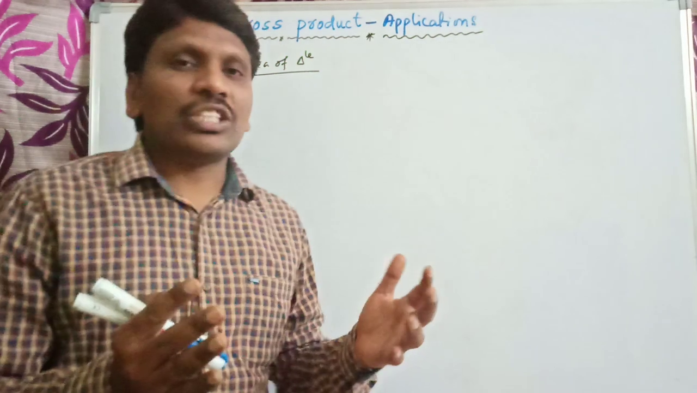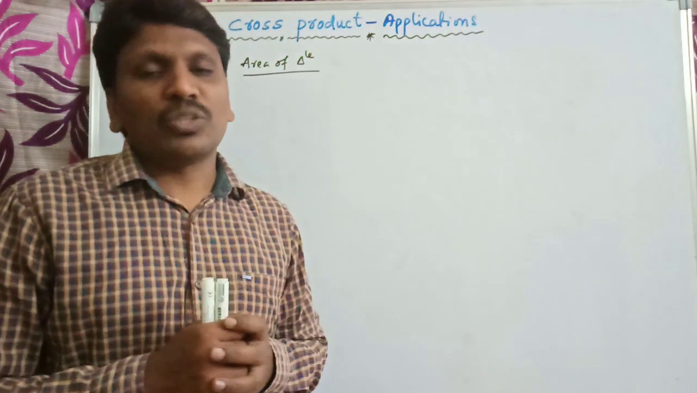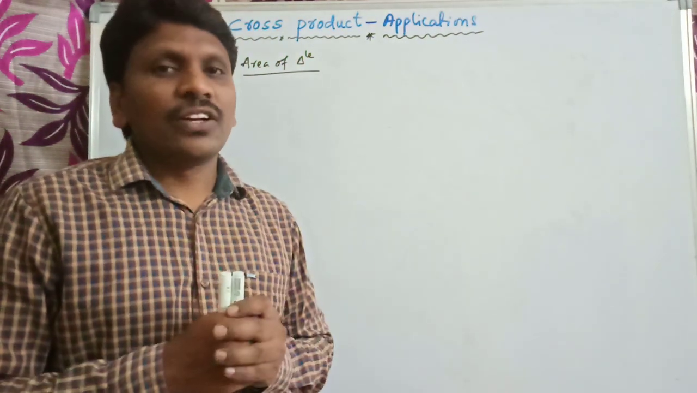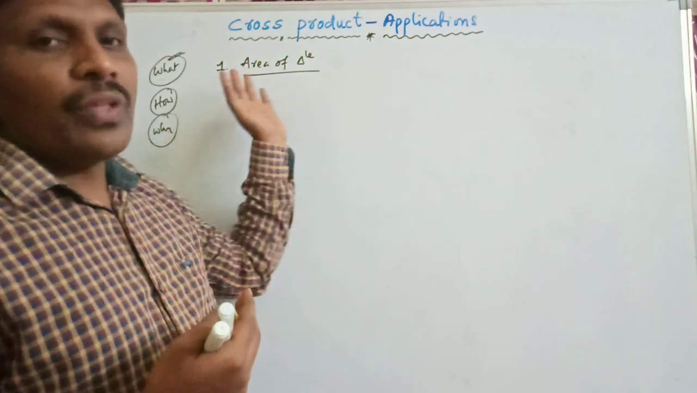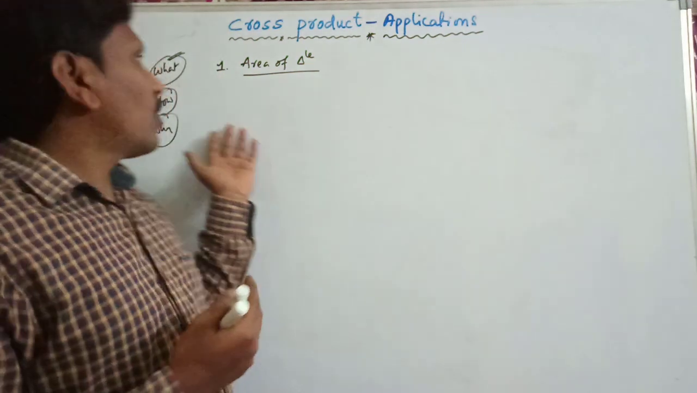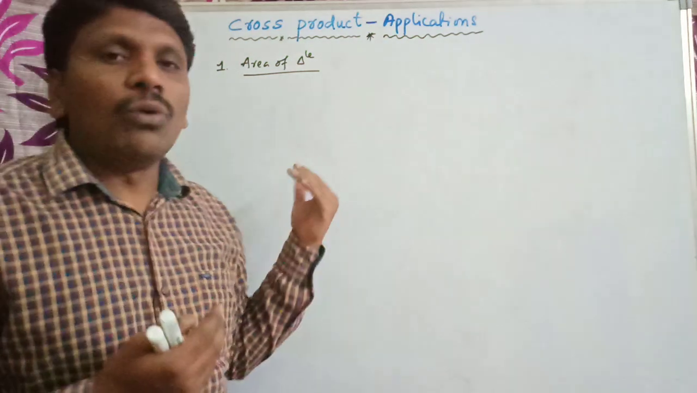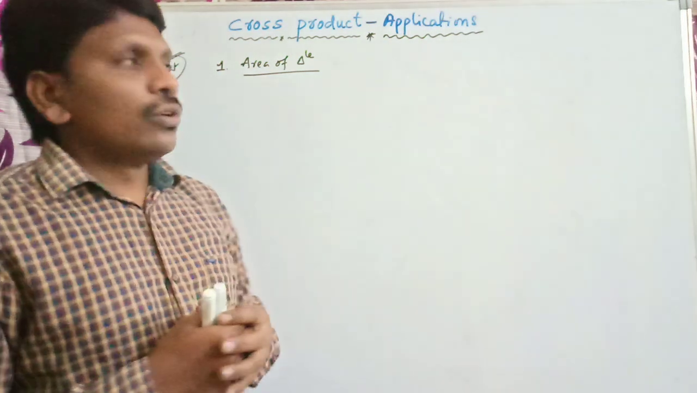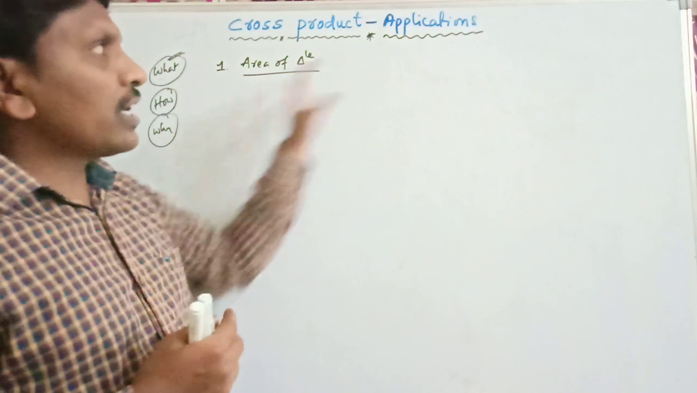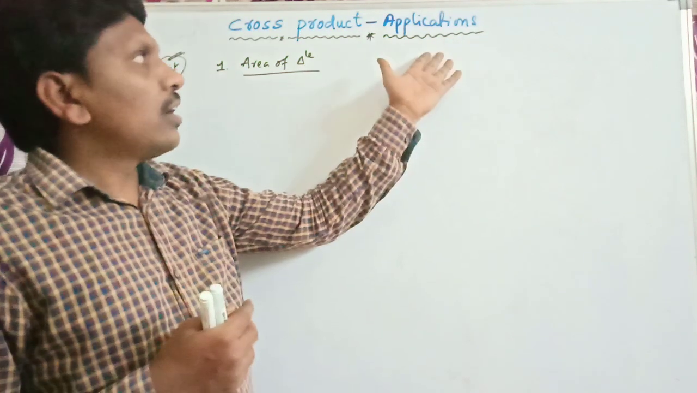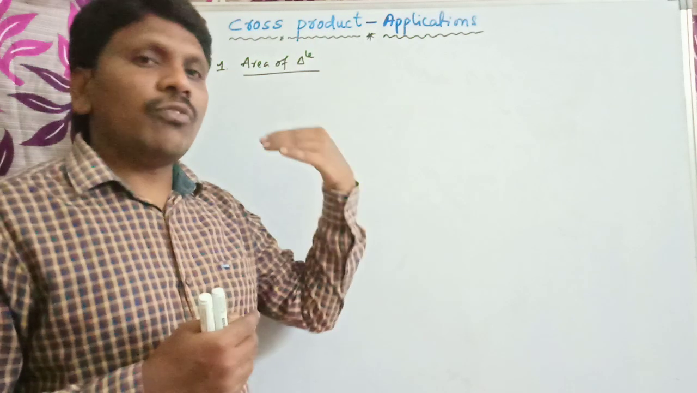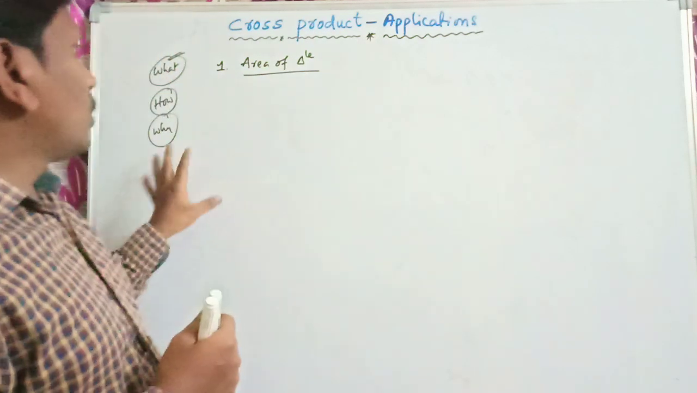Now I am going to explain the applications of cross product or vector product. Okay. Now I would like to explain this concept according to some steps. They are called what, how and why. So if we go through these points, we can simply understand the concept. Okay, that may be applications of cross product or whatever it may be. Now let us go through them one by one.